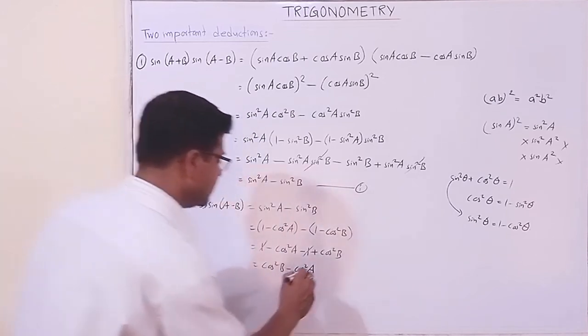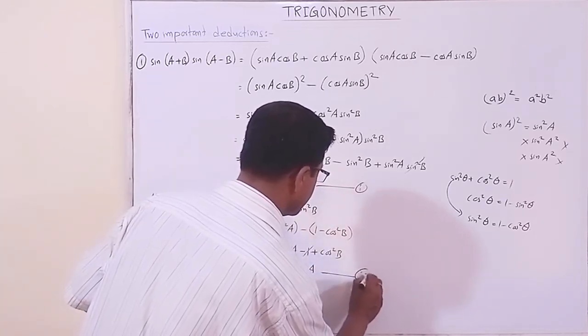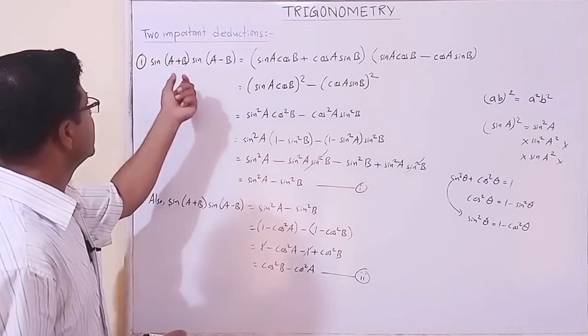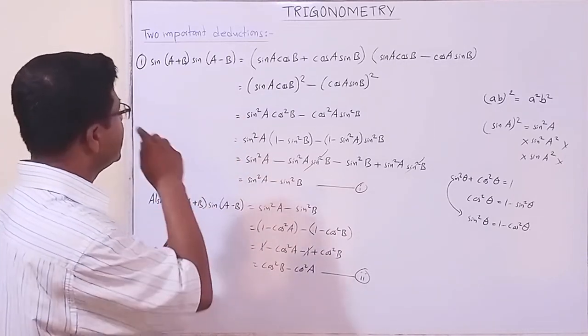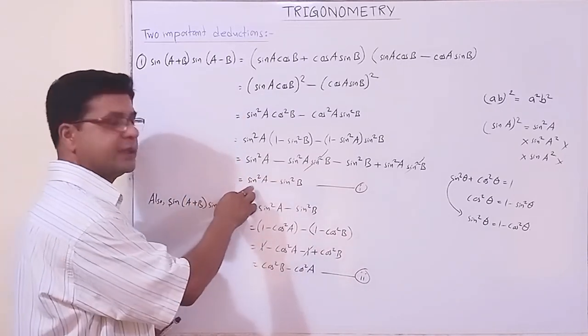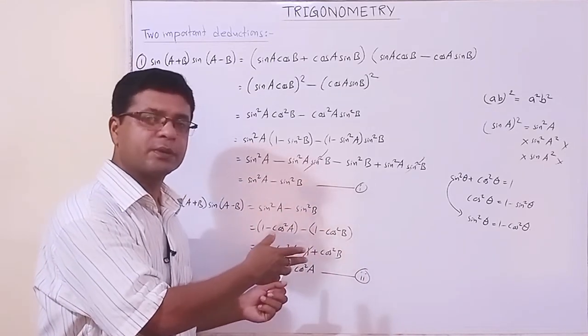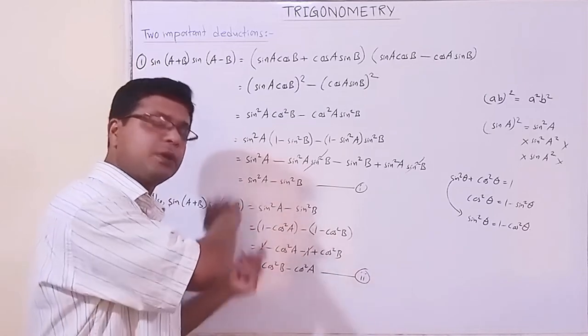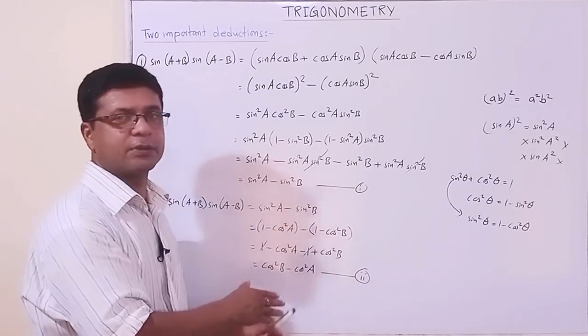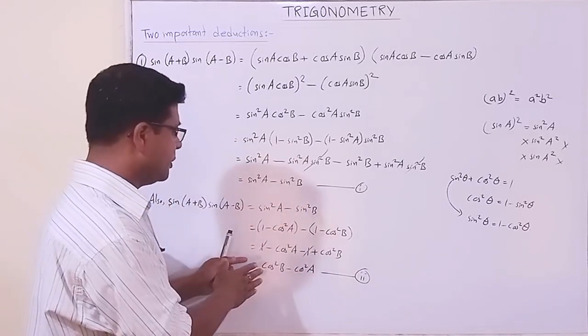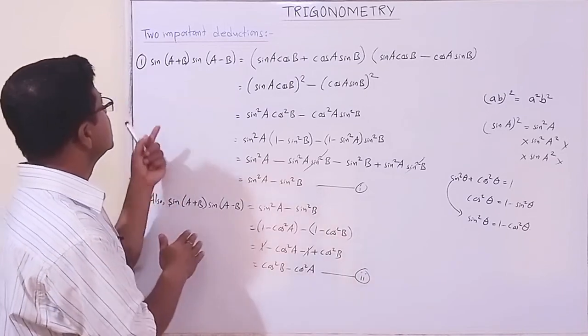Got it? So this is the second relation. We have to memorize both of these. In the product of sine a plus b into sine a minus b, it is sine square a minus sine square b. But in terms of cos, it is cos square b minus cos square a. So you have to remember all this. Okay, let us move to the second reduction.